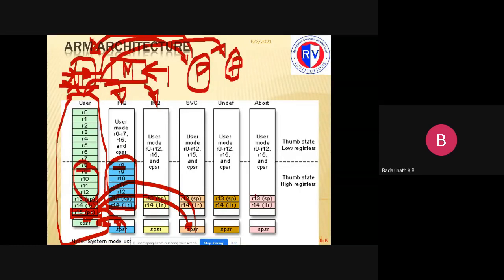So that is why, if somebody asks how many registers are there in the ARM7 architecture, physically different registers are there: 16 plus 7 plus 2 plus 2 plus 2 plus 2.